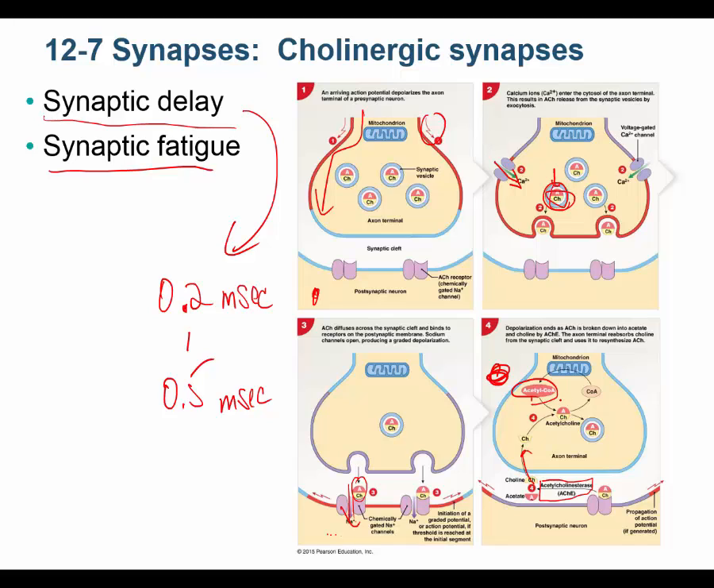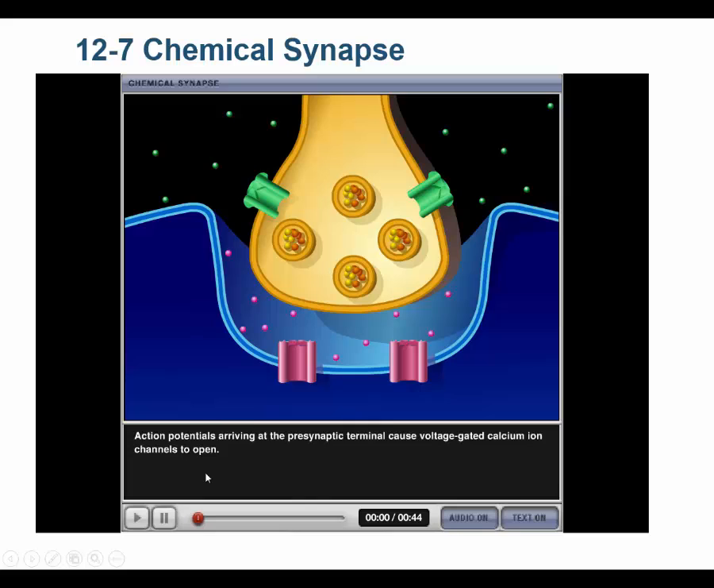If this neuron fires too rapidly, eventually the synthesis machinery for this neurotransmitter is going to be the limiting factor, and you're going to have synaptic fatigue. You've got to quit firing that neuron until you make enough neurotransmitter that it can release and carry out the chemical synapse. So two things with chemical synapses: synaptic delay and synaptic fatigue. All right.